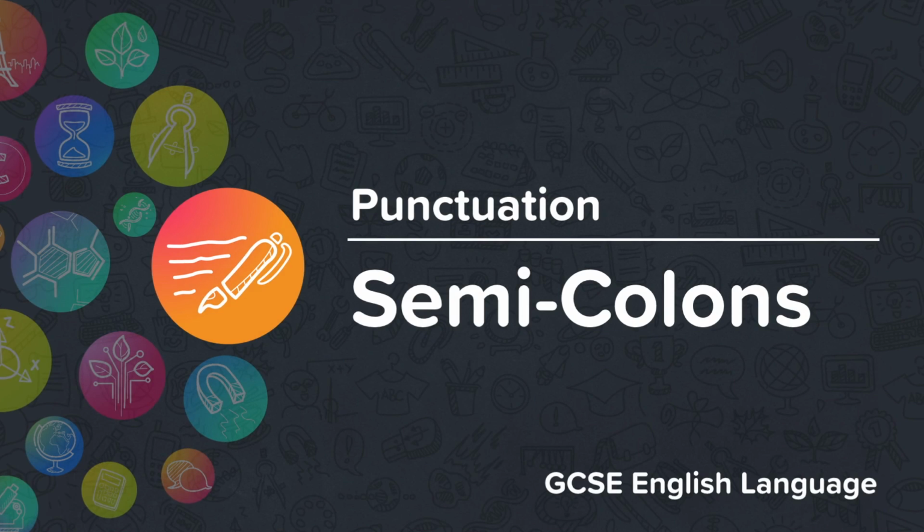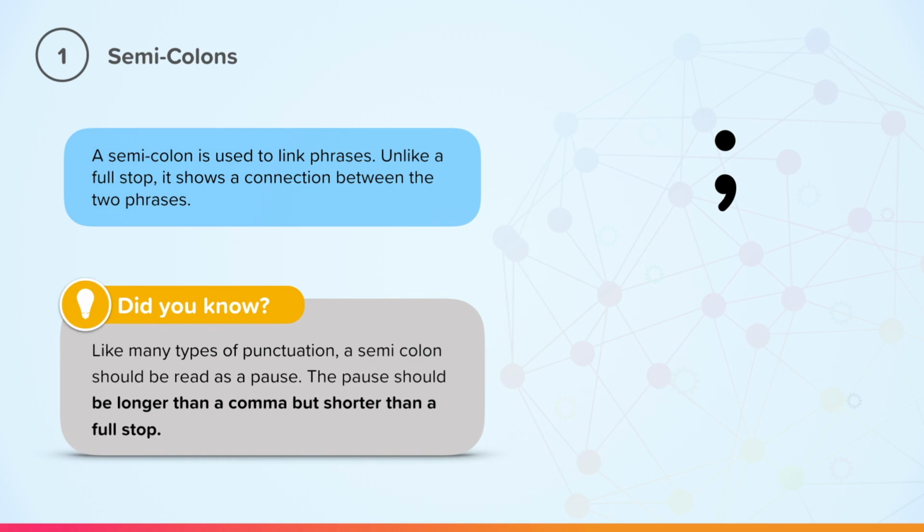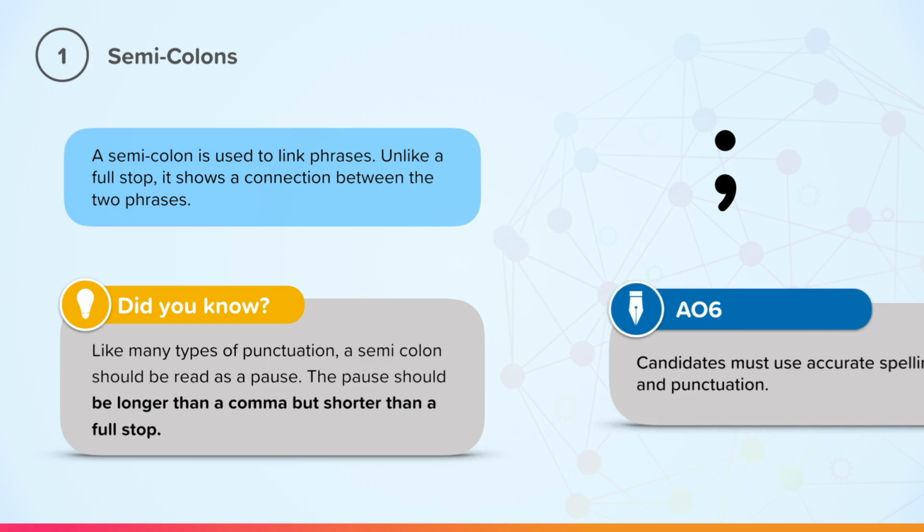Semicolons. This video will teach you how to use semicolons accurately in your writing. So a semicolon is used to link phrases. Unlike a full stop, it shows a connection between the two phrases. Did you know that, like many types of punctuation, a semicolon should be read as a pause? The pause should be longer than a comma, but shorter than a full stop.